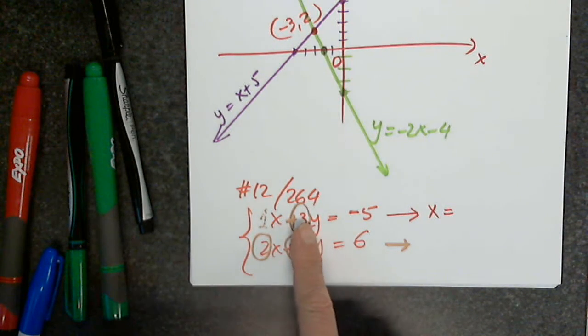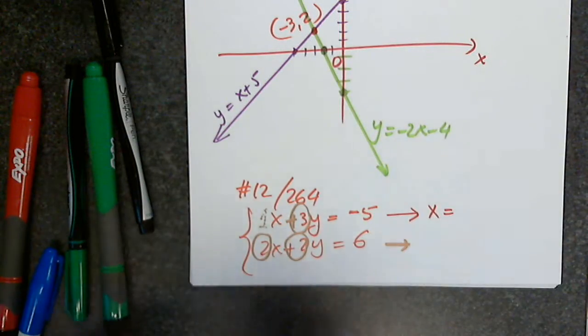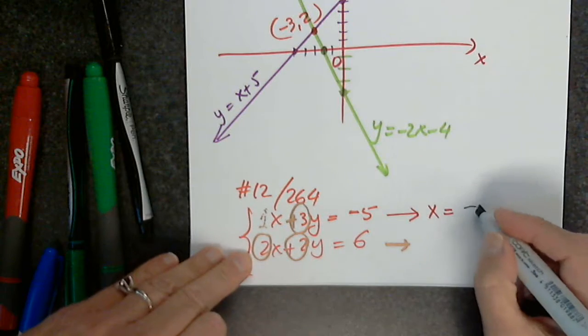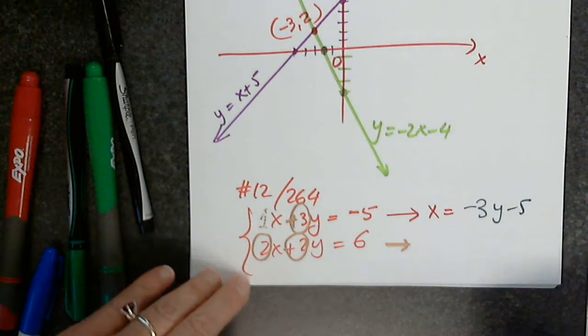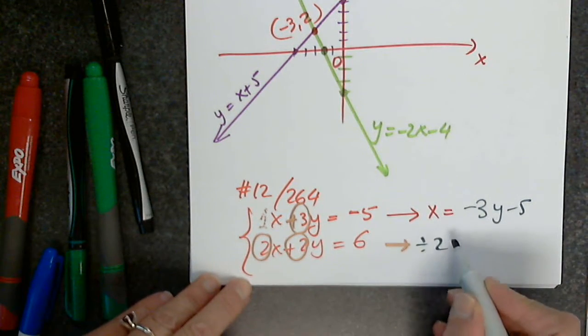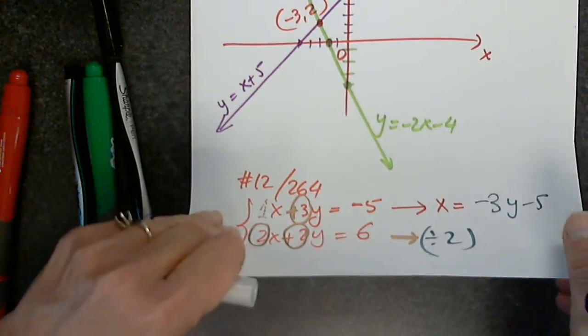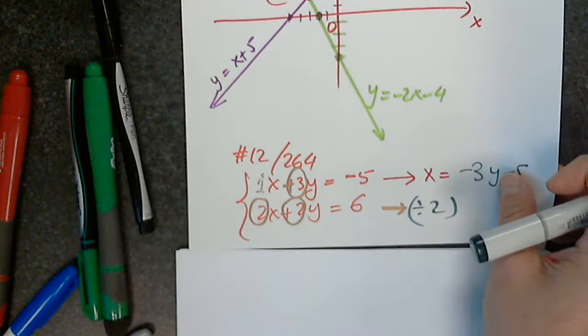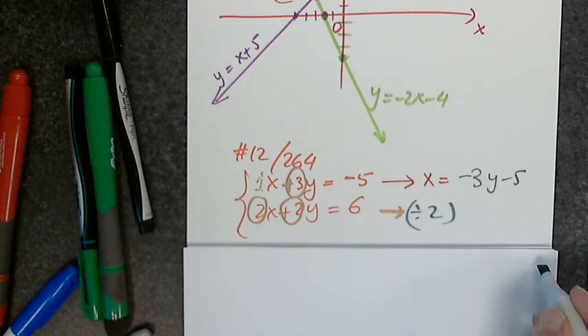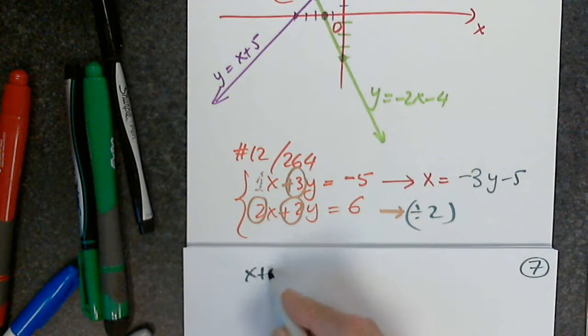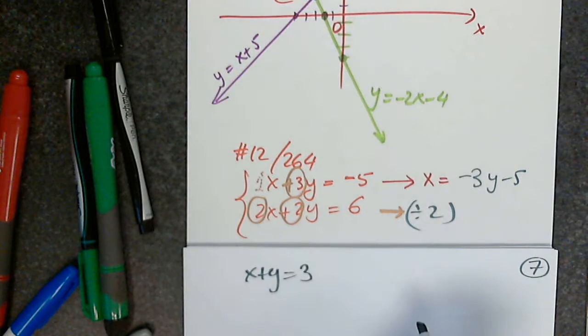You have to move it from one side to the other. It cannot have the same sign, right? Yes. So minus 3y minus 5. Yes, here you can divide by 2, and I recommend it. So the second equation becomes x plus y equals 3 when we divide both sides by 2. X plus y equals 3.